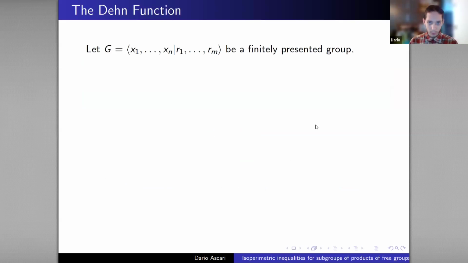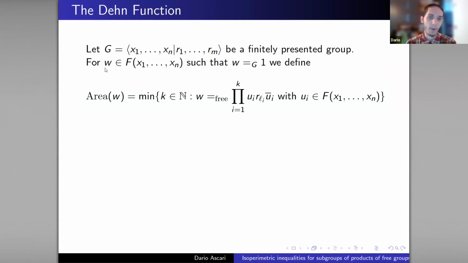So, Dehn function. Let's start with a finitely presented group, so generators x1, ..., xn, and relations R1, ..., Rm. And let's take a word W in the free group over these generators and suppose that W represents the identity element of G. What does it mean? Since G is the quotient of the free group by the normal subgroup generated by R1, ..., Rm, this just means that W can be written as a product of conjugates of our relations, okay?